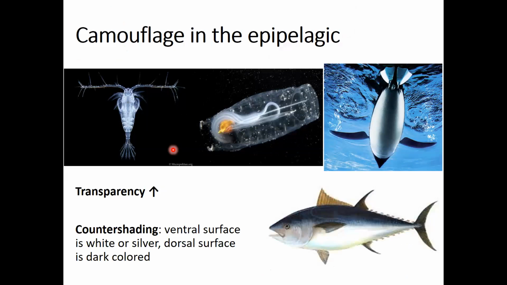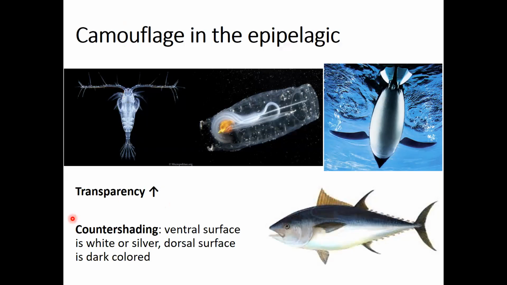In the epipelagic, we see a couple different strategies for camouflage or blending in. Some organisms are transparent. The copepod and the salp have this transparency that helps them blend in with the surrounding water, especially near the surface where it's nice and bright. They're better able to blend in.